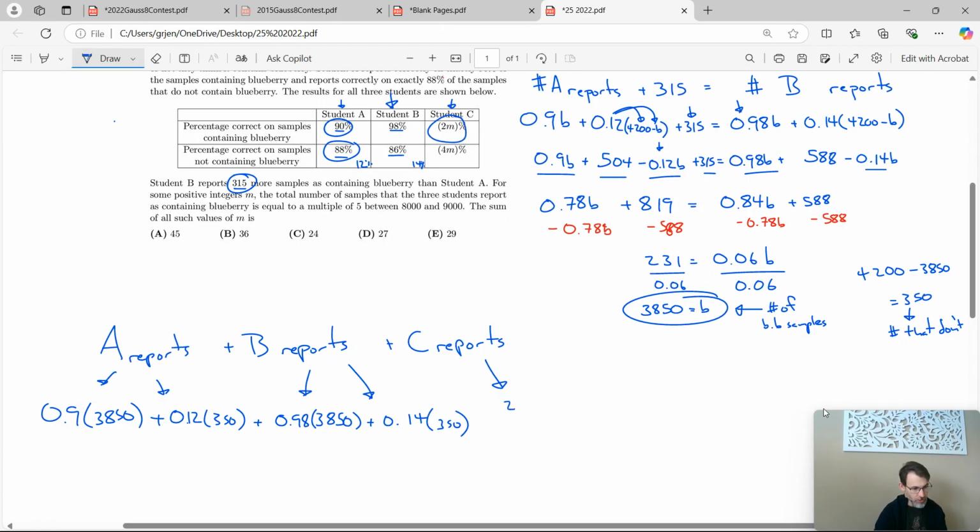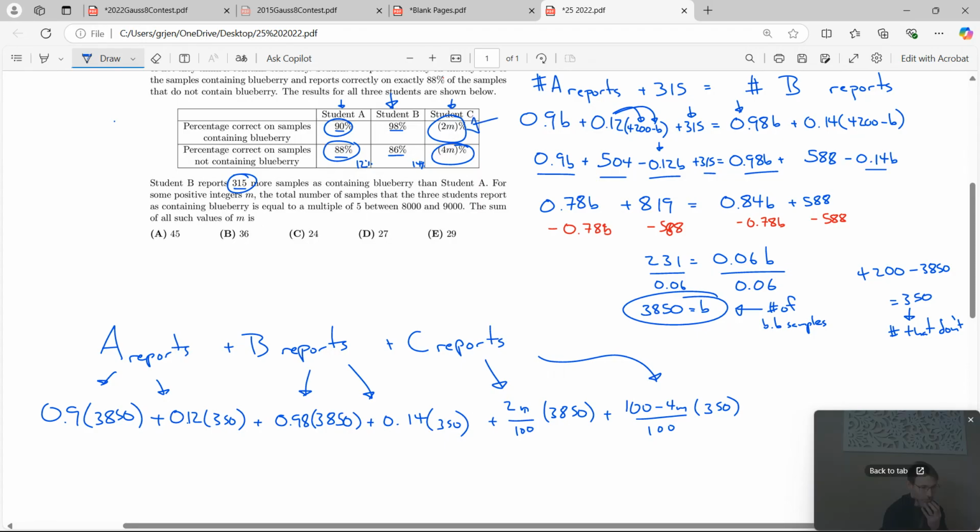2m% of the time. So that's 2m on 100. It's an m multiplied by 3850 plus 4m% of the time they are correct here. So that means 100 minus 4m% of the time they are wrong. And they actually report it there. All right? Let's simplify that as a function of this number m.